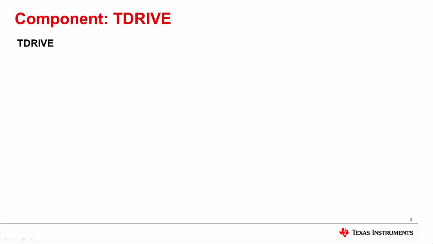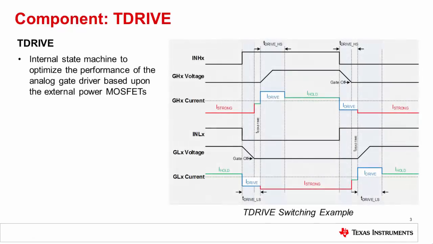The first component of the technology is labeled as T-Drive. At a high level, T-Drive is a state machine internal to the gate driver that provides for both protection and optimal driving of the external power MOSFETs. To boil it down, this is done through three different building blocks of the T-Drive state machine.